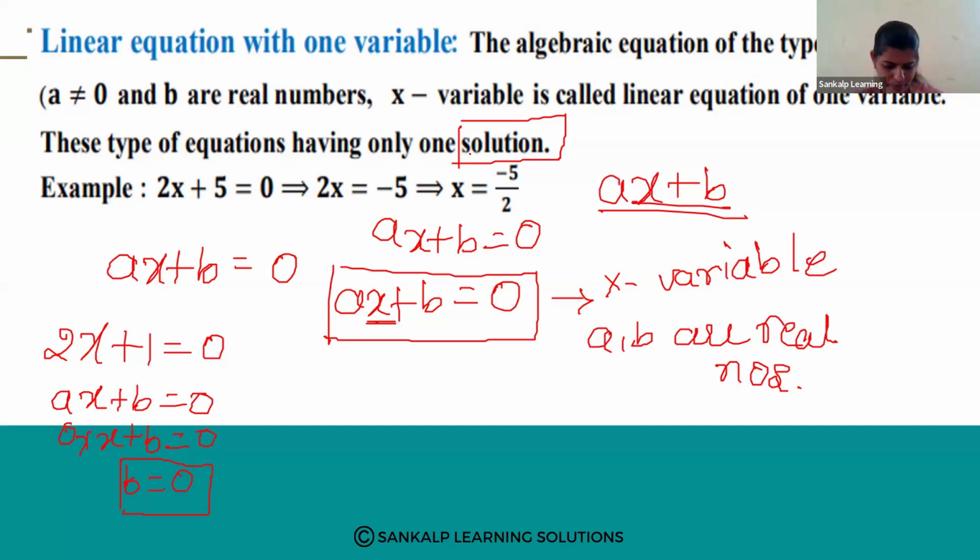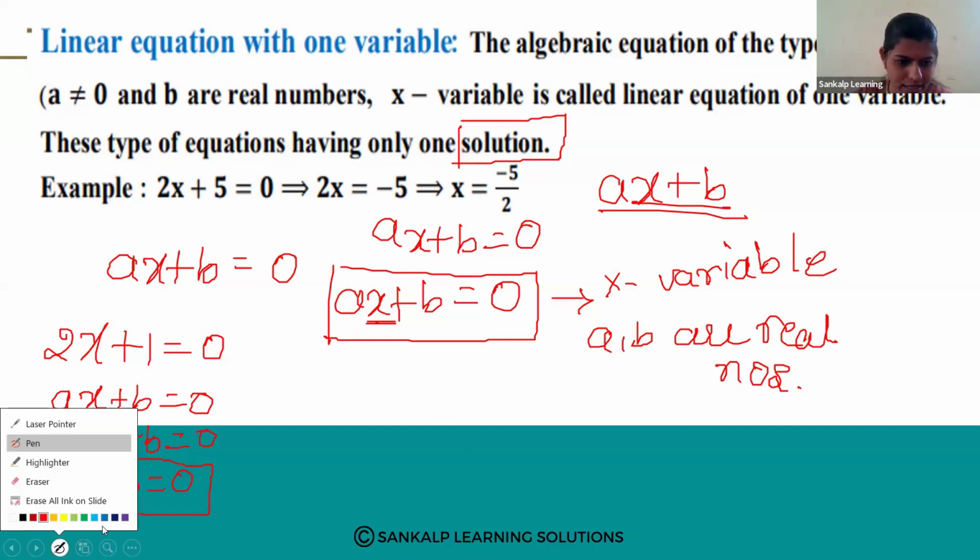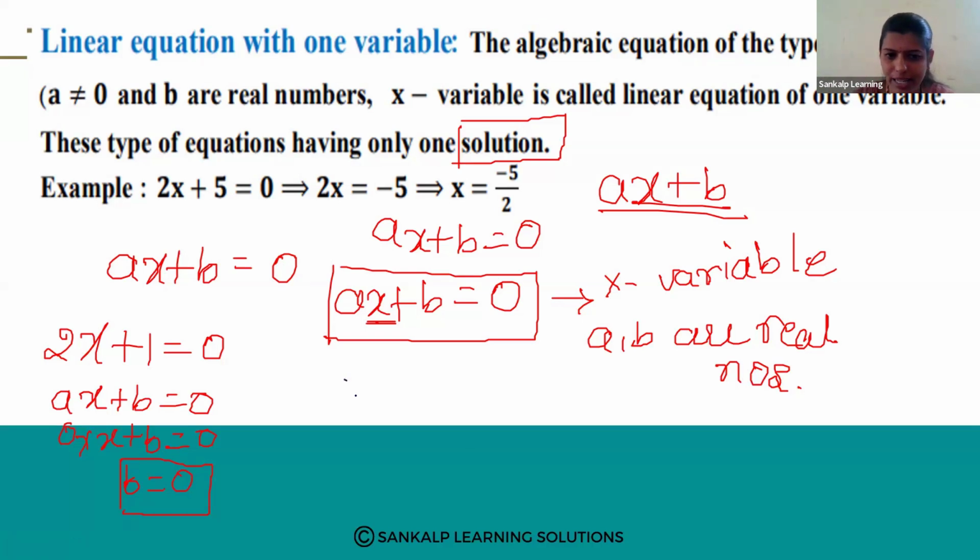Solutions. Solutions means what? See, for example, if I write x plus 7 equal to 0, right? X plus 7 equal to 0. That means in this case, it contains three parts. So an equation contains three parts.